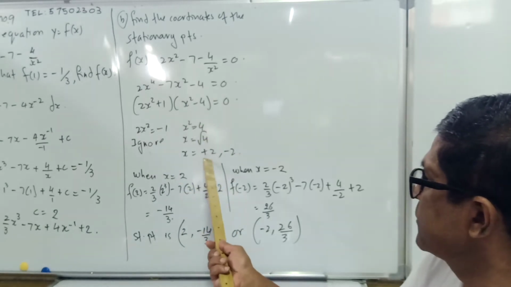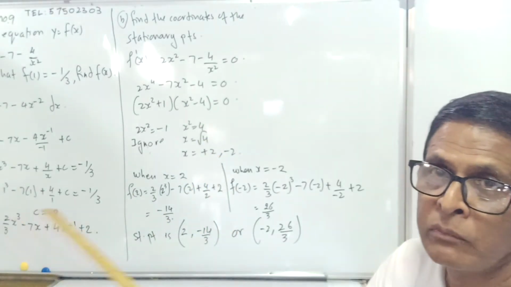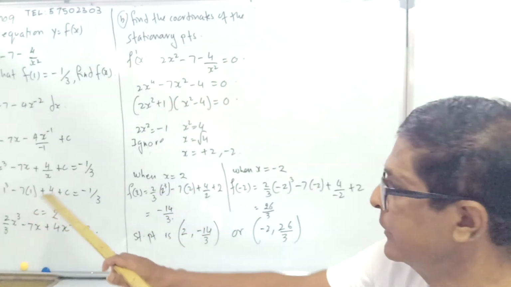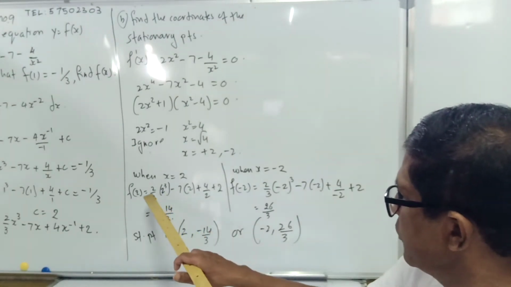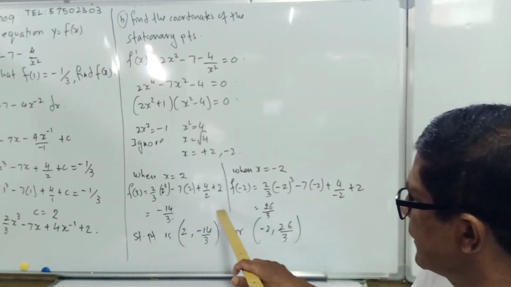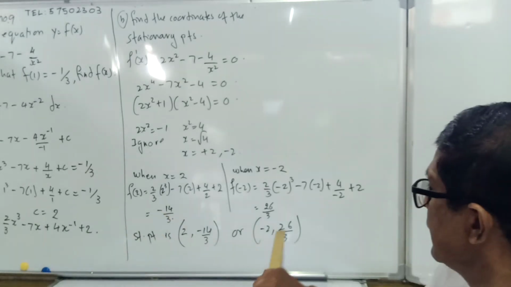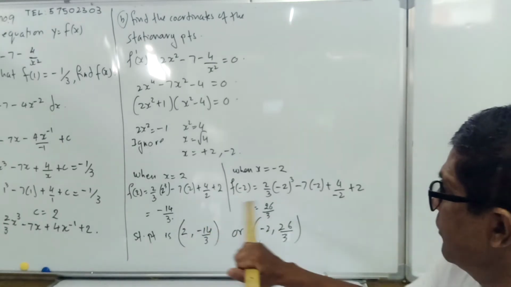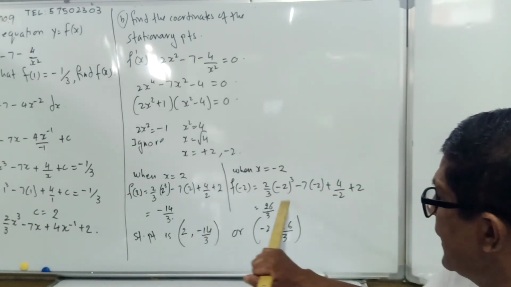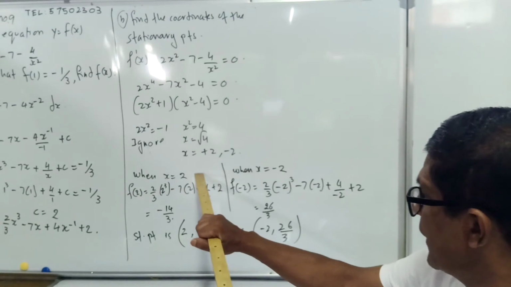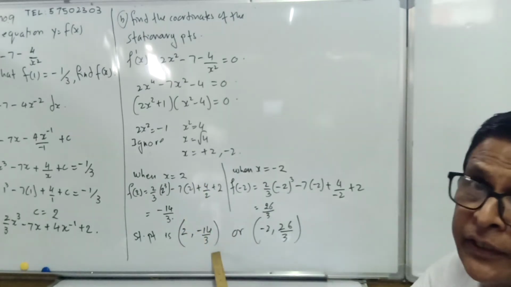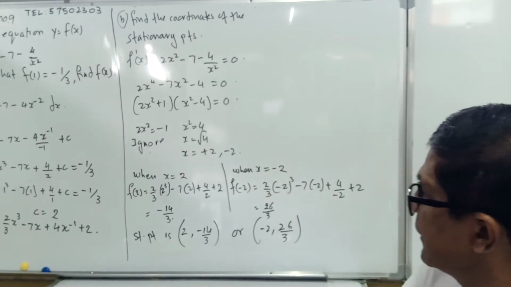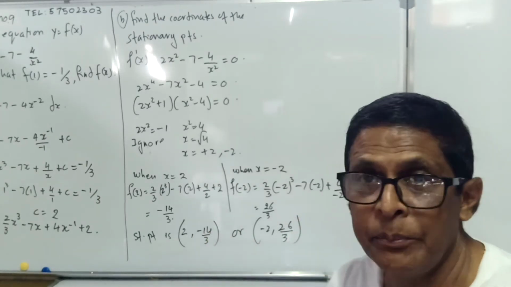Now we are left with plus 2 and negative 2. So what to do? We replace 2 in the fx we got there. You show the examiner how you replace it and how you get your answer. Here also you put the negative 2. Now, this is the y. So you have 2, negative 14 upon 3, and here you have minus 2, 23 upon 3. Now you have 2 stationary points.